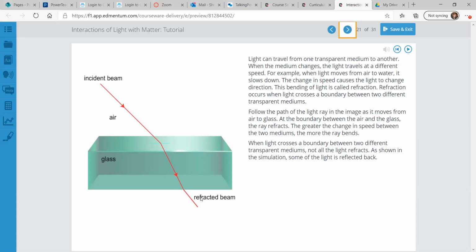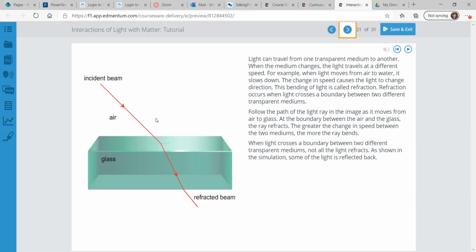So light can travel from one transparent medium to another, and when the medium changes, the light travels at a different speed. For example, when light moves from air to water, it slows down. The change in speed causes the light to change direction. This bending is called refraction. And refraction occurs when light crosses a boundary between two different transparent mediums.